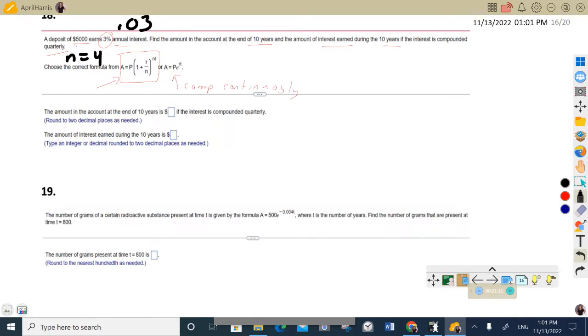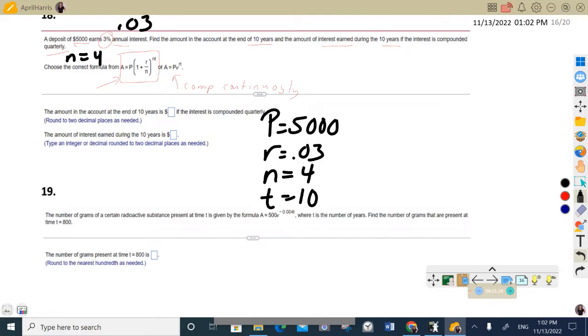So we know P. P is how much we're putting into the account, $5,000. We know our rate is 0.03. N is quarterly, so it's 4 times per year. And it wants the amount after 10 years, so T is 10. So we're going to plug that into our formula.